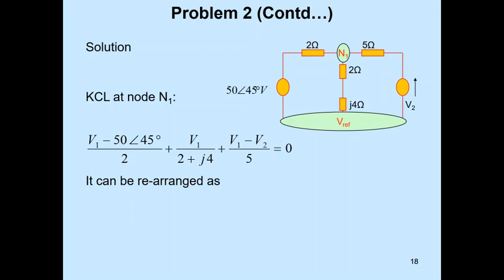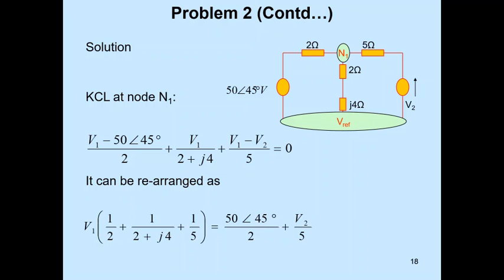It can be rearranged as V1 times (1 by 2 plus 1 by (2 plus j4) plus 1 by 5) is equal to (50 at an angle of 45) by 2 plus V2 by 5. So we are arranging the equation like that.